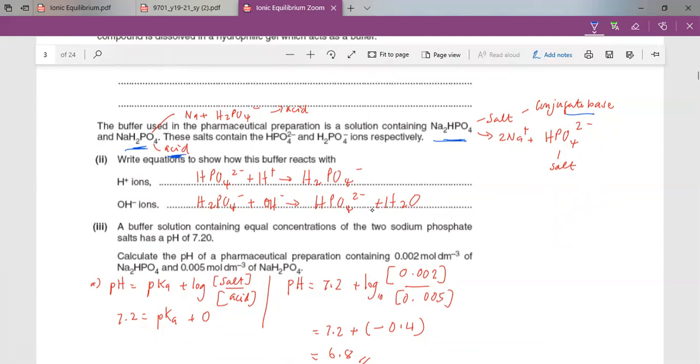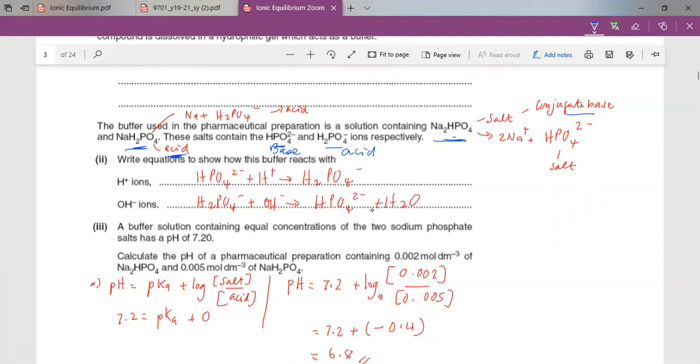So these salts contain this one here, of course. This is your 2 negative here, which means it came from here. This is the salt, or this is the base, the conjugate base. This H2, of course, is the acid. Okay, so how will they act as a buffer?